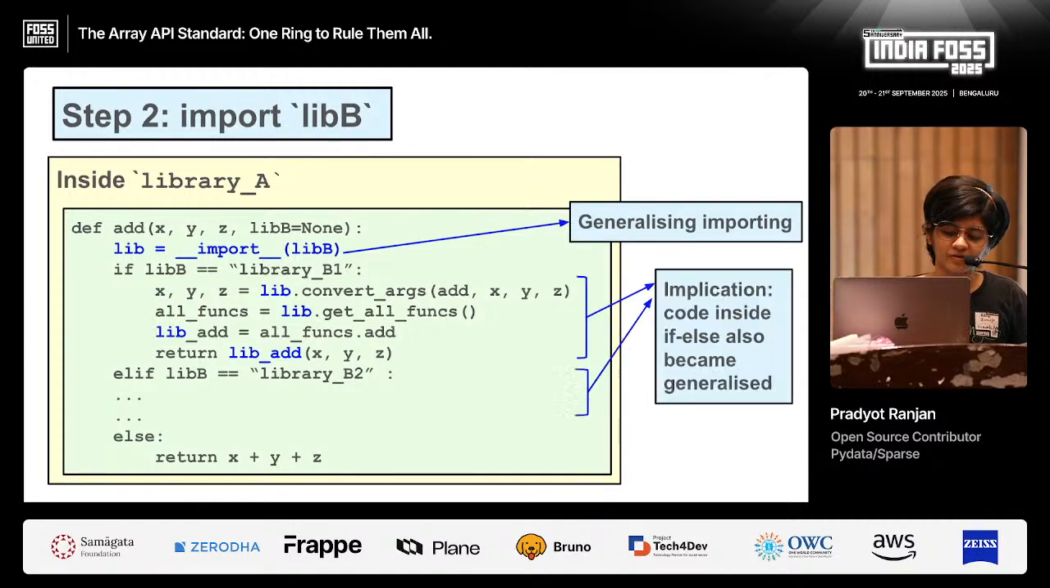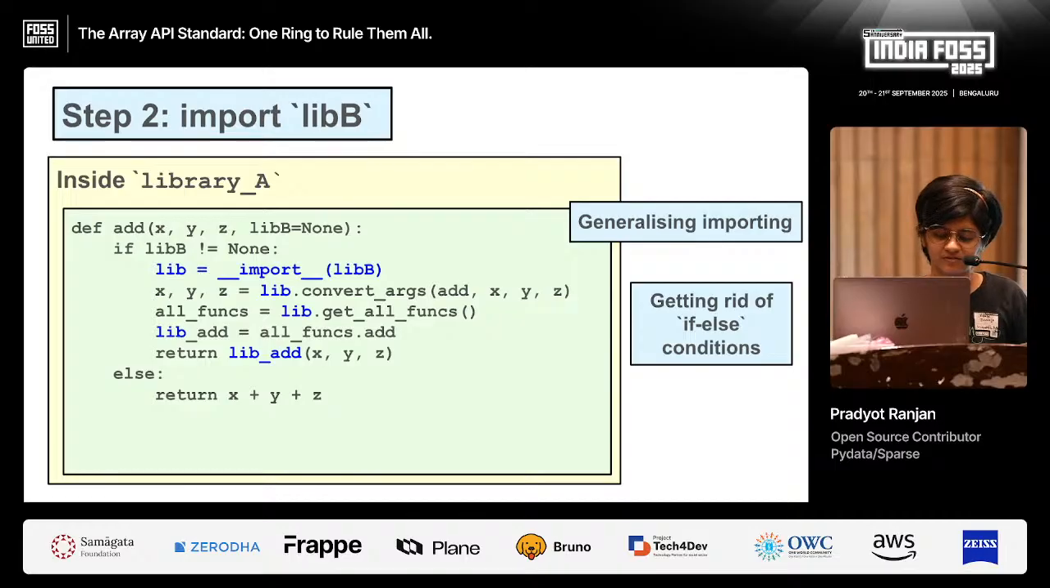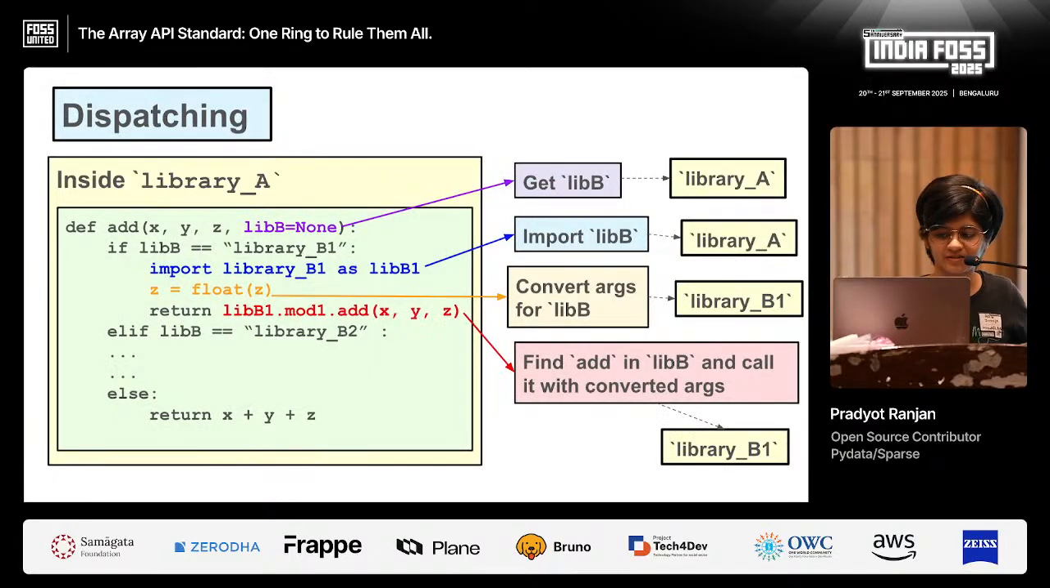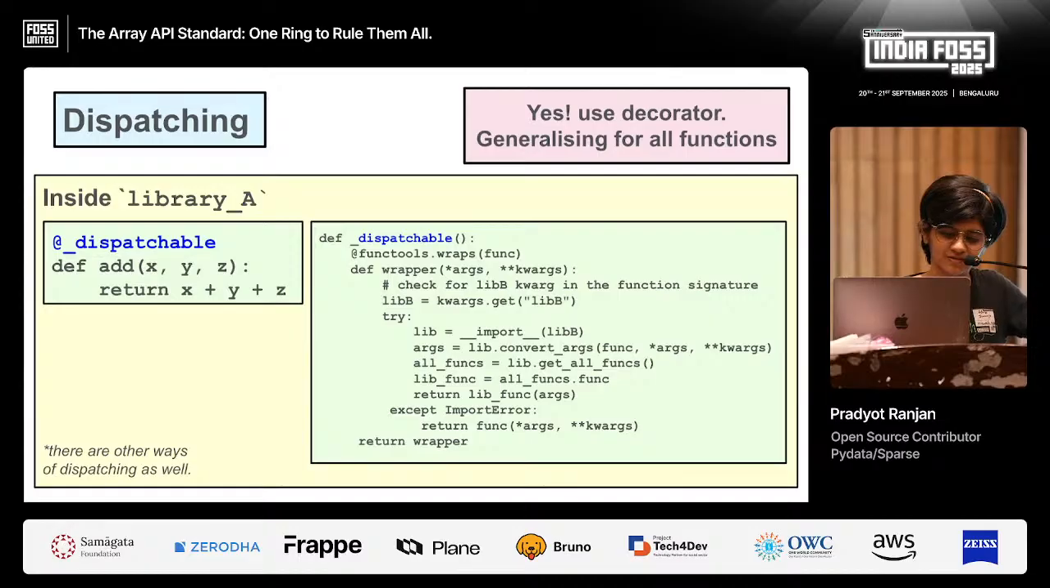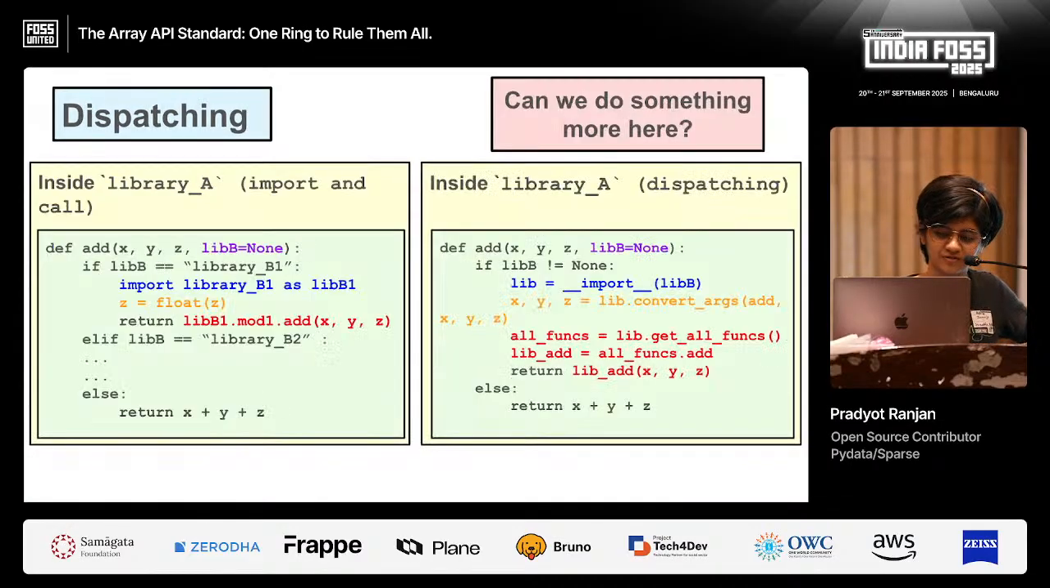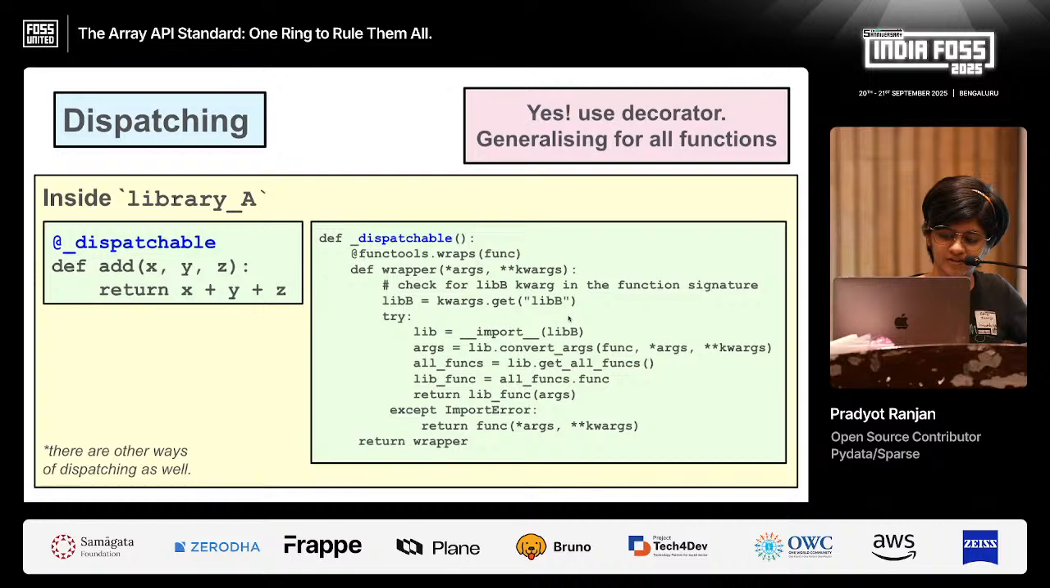Now a consequence is that all the if else code blocks have become quite general, so I can just use a single if else. Here you can see I've delegated these last two steps to library B1, and if library B1 does not want to do it, then of course you would have to hard code it. But maybe I can squeeze it a bit more by using a decorator. So I have just put this code into a decorator, and now you just have to put your decorator on all the functions in library A to make them dispatch to another library.